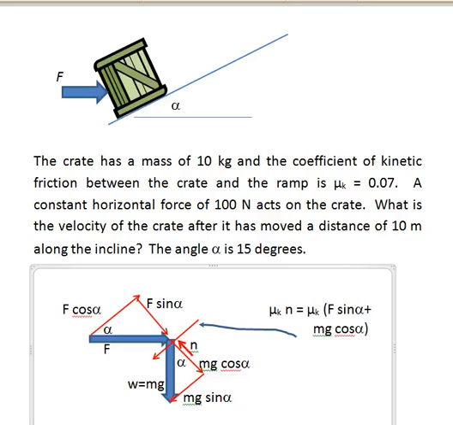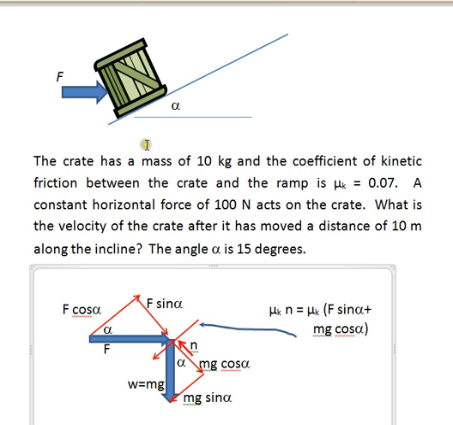Okay, well, here we go again. This is kind of an ordinary problem about pushing a crate up a ramp. But what we want to do is find the final velocity that results from applying a constant horizontal force to this crate that is being constrained to move up a ramp, or an incline, that has an angle alpha with the horizontal.